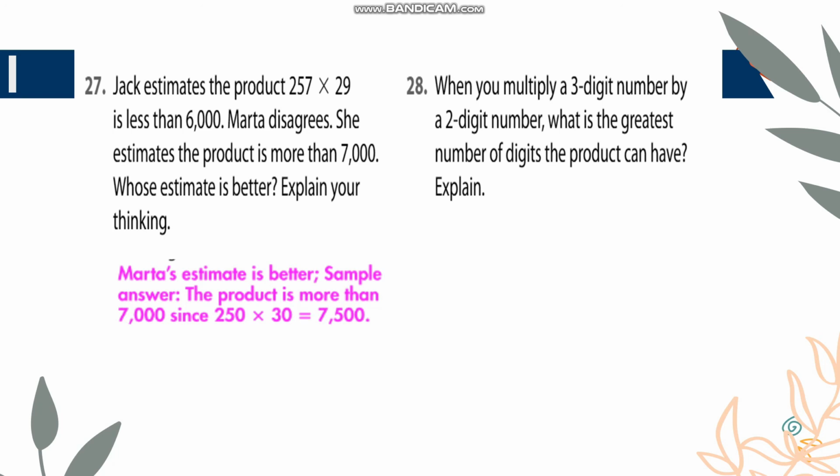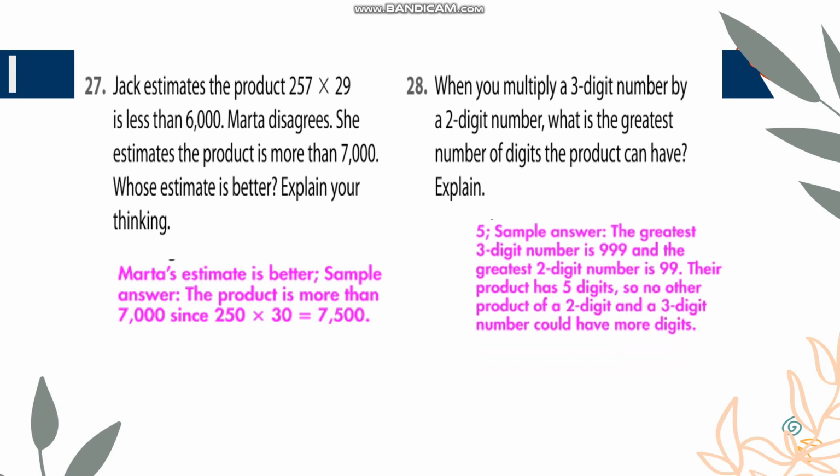28. When you multiply a three-digit number by a two-digit number, what is the greatest number of digits the product can have? So the answer is 5. Why? Because the greatest three-digit number is 999 and the greatest two-digit number is 99. So their product has 5 digits. So no other product of a two-digit and three-digit number could have more digits.